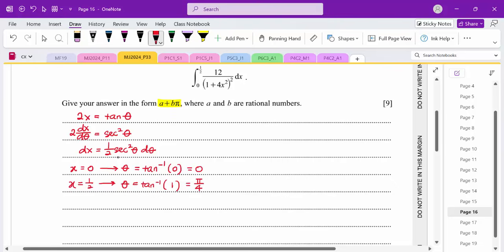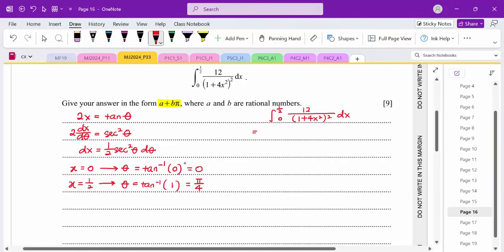Okay, so after everything is settled and done nicely, we will try to change all my variable x into theta. So we'll start the question here. I'm having the integral from 0 to half, of 12 over 1 plus 4x squared, then squared, then dx.